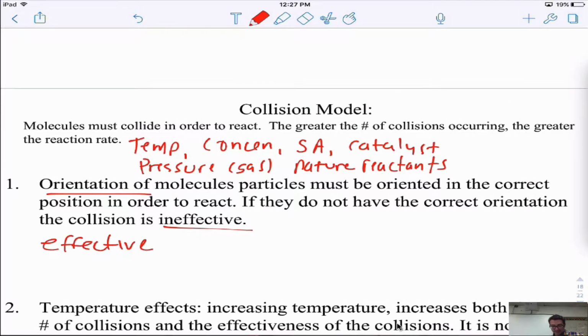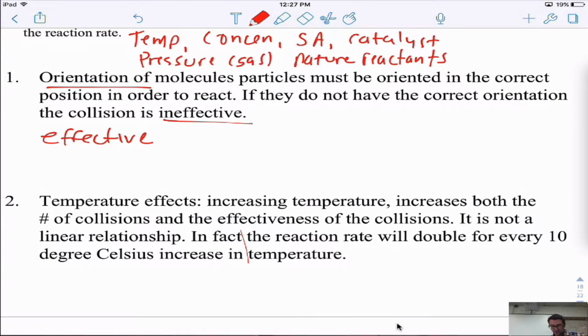The other thing is the energy, and this really comes through with temperature effects. What we see when we increase the temperature is that we're going to increase the energy of the collision. This is the other thing that makes the collision effective, the amount of energy the particle has. I mentioned previously that when you increase the temperature by 10 degrees Celsius, the rate will double for every 10 degree increase. That becomes really important when we think about temperature.